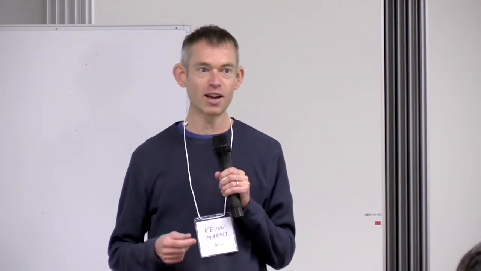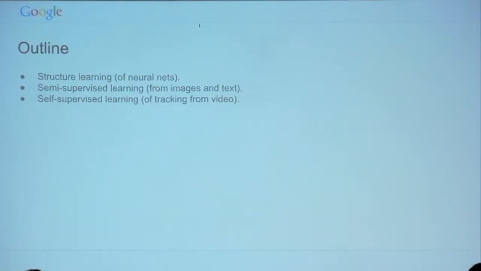So specifically, I'm going to talk about three very recent projects. One is going to be about learning the network structure of a CNN. This is a submission to ECCV. One of them is about semi-supervised learning, so it's a joint probabilistic model of images and text. So that was, as promised, about images and text. That's an ICLR paper this year. And then another one is on self-supervised learning of tracking, or unsupervised learning of tracking from videos. And that's another ECCV submission. So it's very, very fresh.